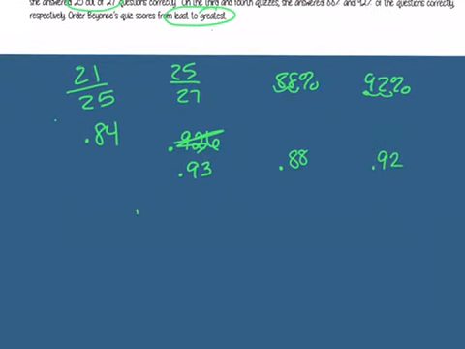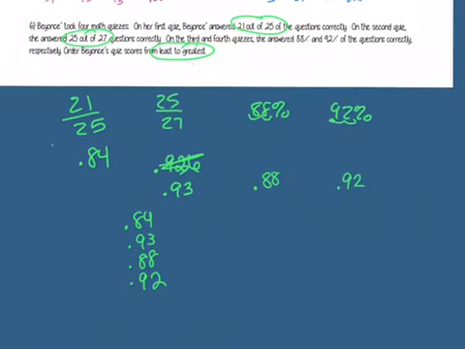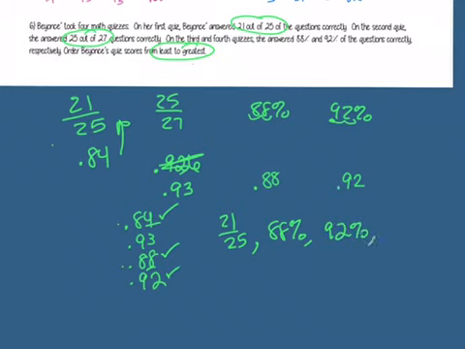So now when I put them all in order, I've got 0.84, 0.93, 0.88, and then 0.92. So one of my 8s should be my lowest. 0.84 is going to be the lowest, which was 21 over 25. The next will be that 88%, and then 92%. And then the biggest, the best score was the 25 out of 27.